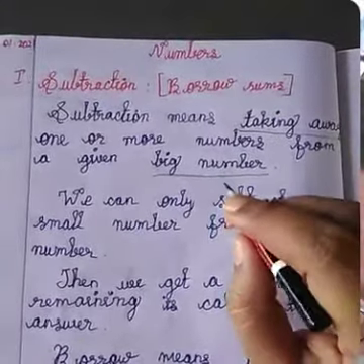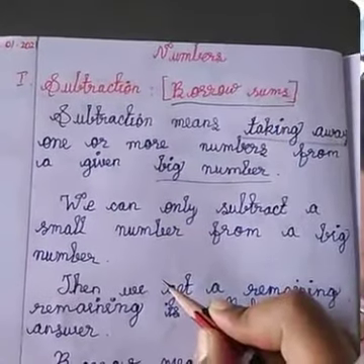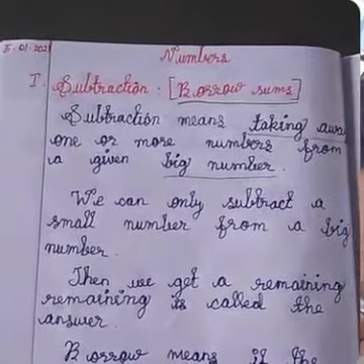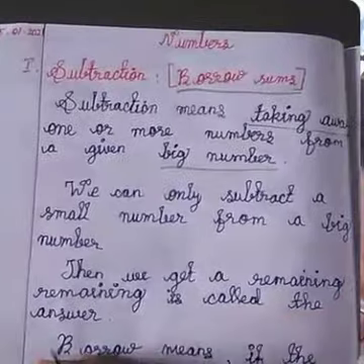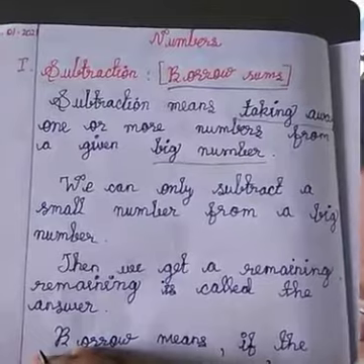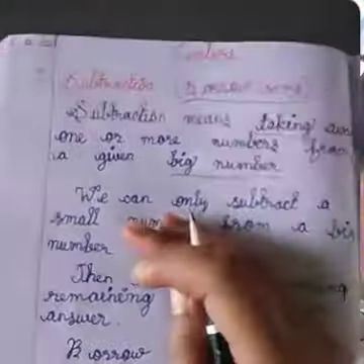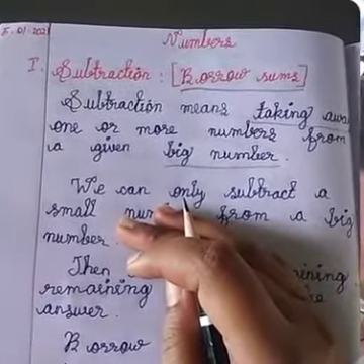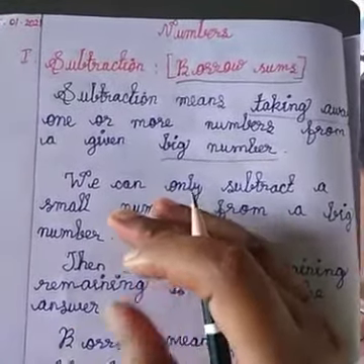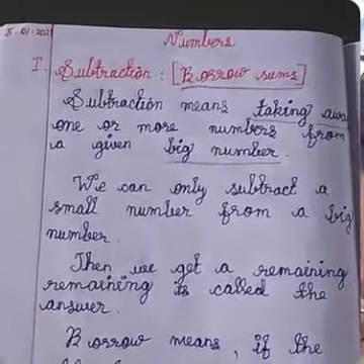Today we are going to learn the borrow sums. Borrow sums means you are going to borrow some numbers from the next place. If the given number is small, you have to borrow from the next place, and that is called borrow sums. In addition, we keep a number in the tens column, and that is carry over. But in subtraction, we take some numbers from the tens column, and that is called borrow.